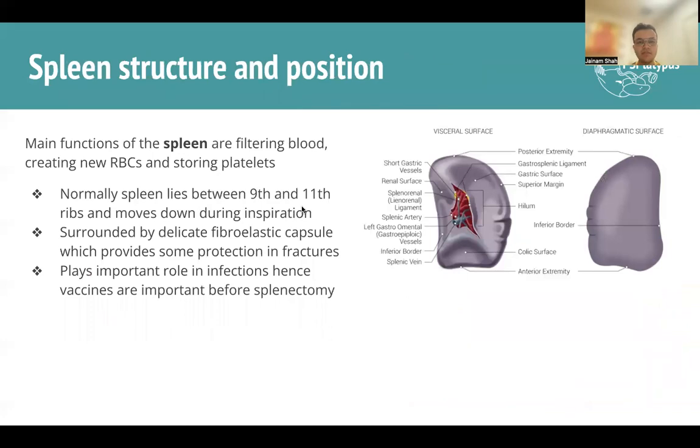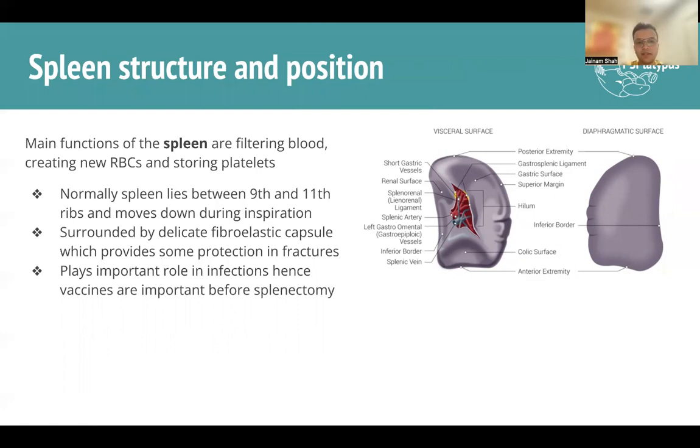And finally, the spleen, not very important when it comes to anatomy. The main functions, as you may know, are to filter blood, to create new red blood cells, as well as a potential storage place for platelets. The spleen normally lies between the 9th and the 11th rib, and it should move down during inspiration because it's right under the diaphragm, which will contract and flatten during inspiration.